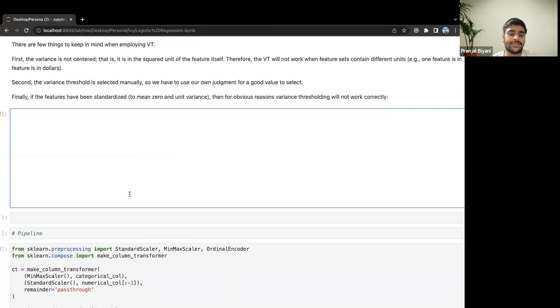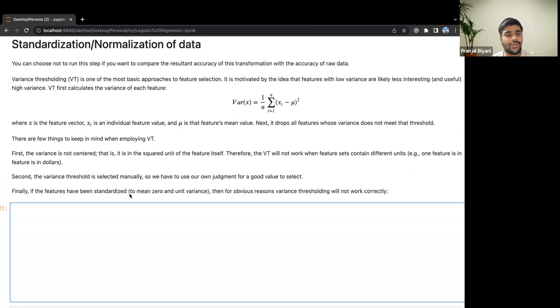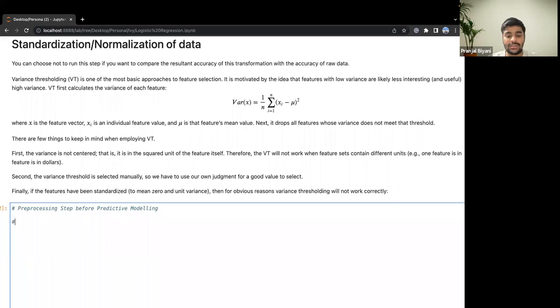Cool. So let's start. Standardization of data. Now, this is another pre-processing step before predictive modeling, right? Why do we need this pre-processing? To bring data to a common scale to facilitate numerical comparisons. Okay, let me start with a simple example.